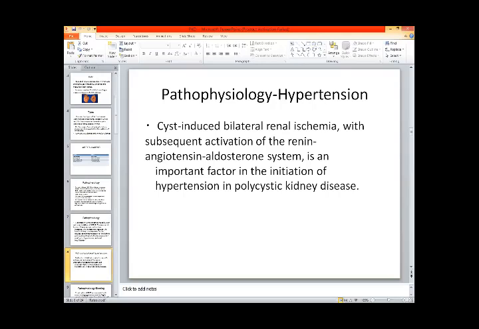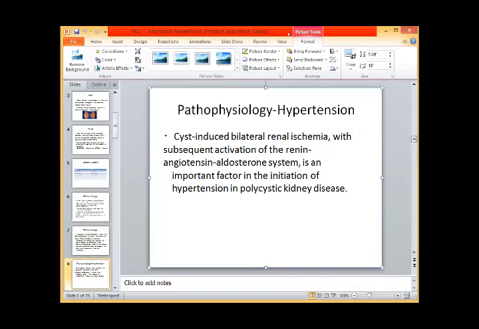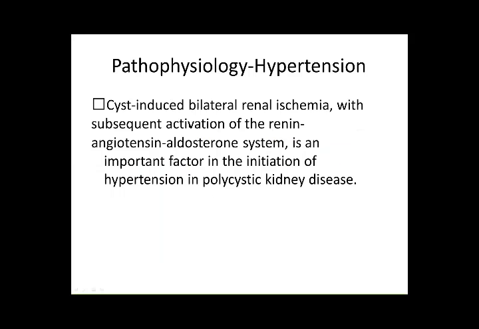This is the pathophysiology of hypertension in a body. So cyst-induced bilateral renal ischemia, when a high level of fluid is accumulated in a cyst, leads to renal ischemia. Subsequent activation of the renin-angiotensin-endothelin system is an important factor in the initiation of hypertension in polycystic kidney disease.